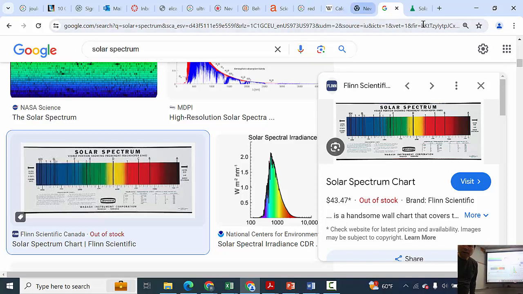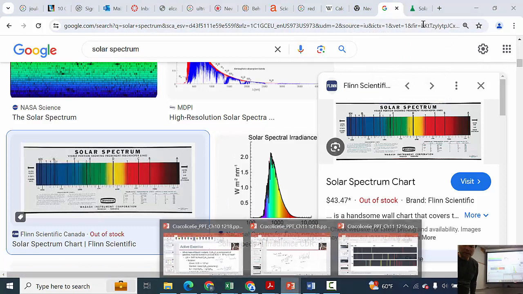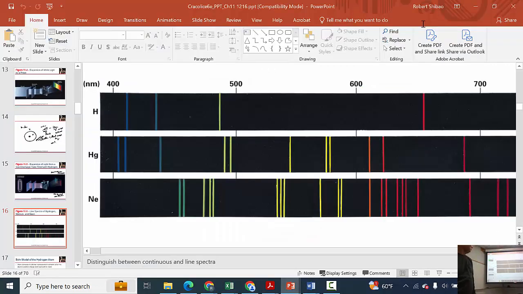All right, let's go back to the PowerPoint here. You can see that mercury has a different pattern. Neon has a different pattern. The mathematical pattern for hydrogen is the Rydberg equation, but the Rydberg law doesn't work for mercury or for neon. There's a different mathematical pattern to those. But they were just focused on hydrogen, trying to figure out hydrogen because hydrogen is the simplest.